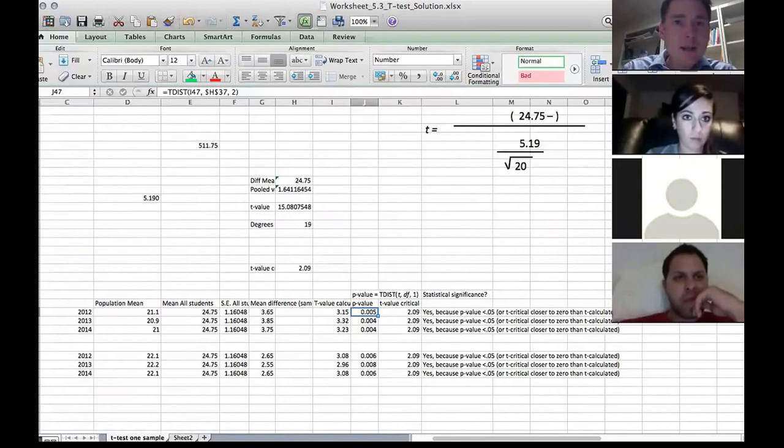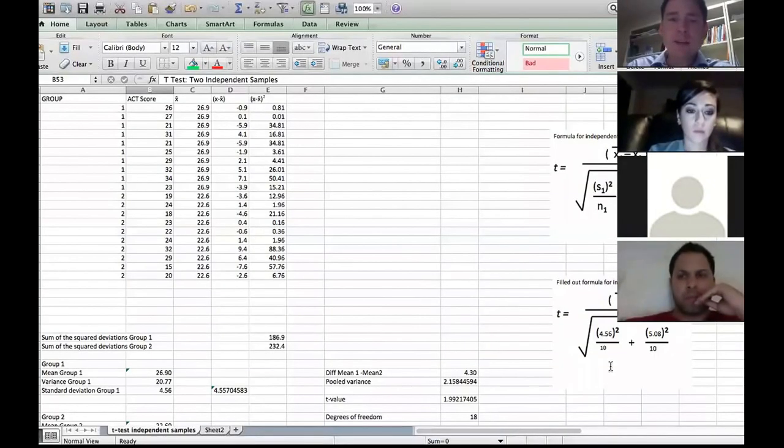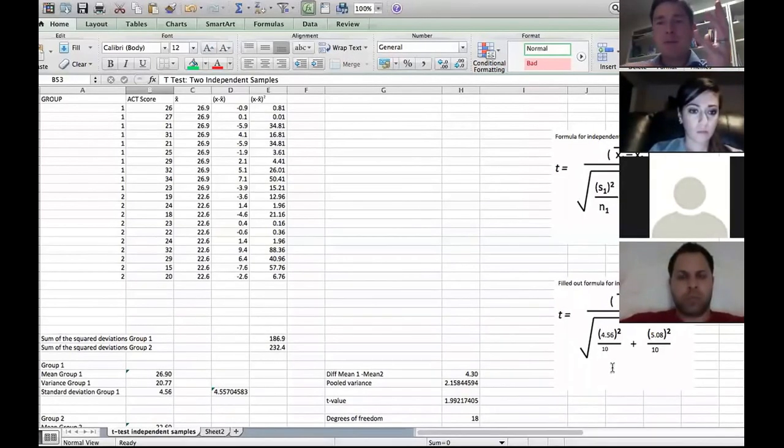All right, let's look at the independent samples t-test. So in independent samples, we have two samples with different people in them, right? That's the main difference between independent samples and paired samples. In paired samples, you have the same people twice, or the same units twice. In the independent samples, there are different people.